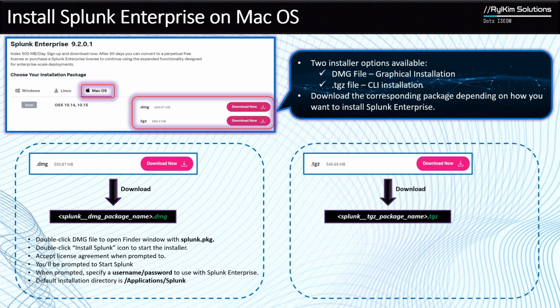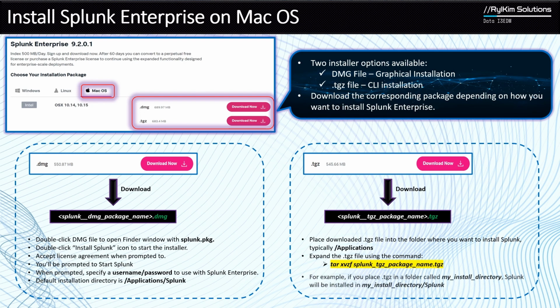So the second one we're going to see here is the CLI installation, which is almost the same again as what we saw for Linux. All you need to do is take the downloaded tar file that you have from Splunk, and then typically you want to put it under the Applications folder. So if you want to install in the default home location, which is Applications/Splunk, then you have to put that file in the Applications folder, and then you expand that tar file using the tar command. And if you want to install in a different directory, then of course you can always specify that different directory as well.